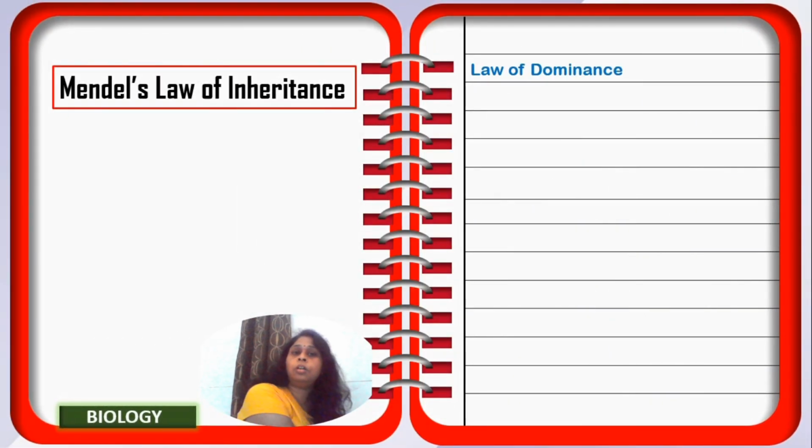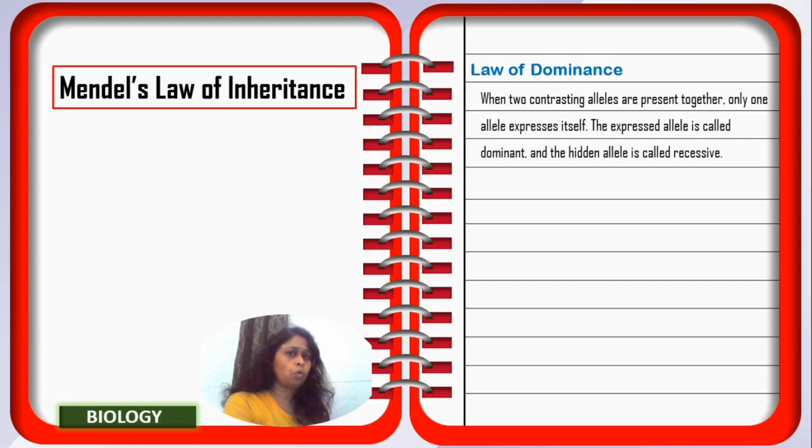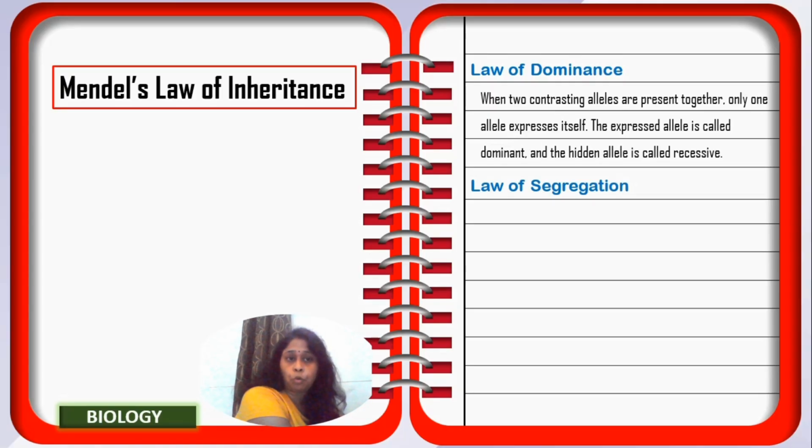Now, Gregor Johann Mendel found 3 laws of inheritance. The first law of inheritance is the law of dominance. Now, what is the law of dominance? When 2 contrasting alleles are present together, only one allele expresses itself, and the expressed allele is the dominant one and the hidden allele is the recessive one. For example, one of the best examples of the law of dominance is the monohybrid cross, where a dominant allele and a recessive allele are there, right?